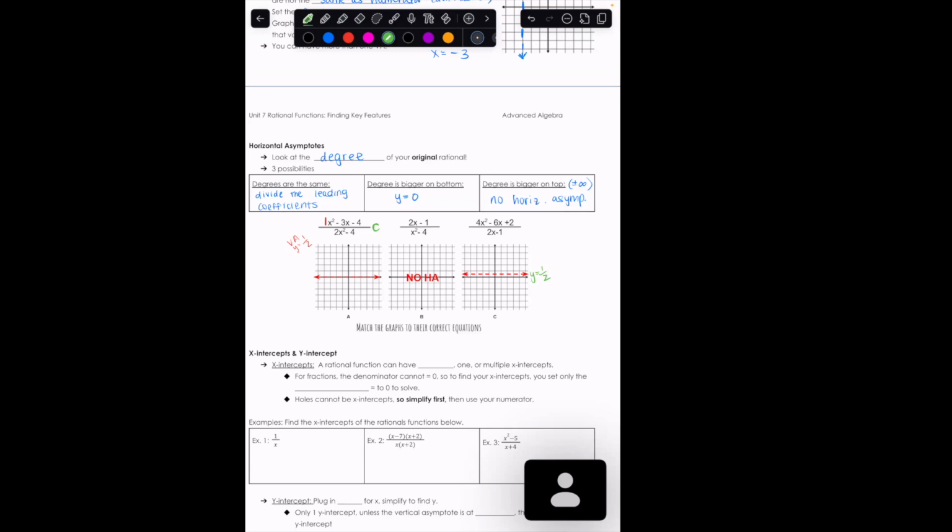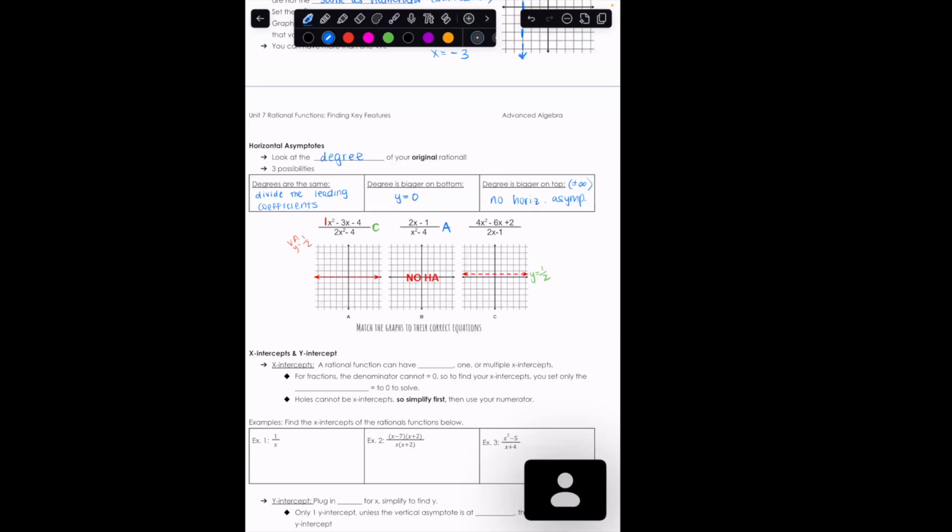All right. If I look at the second one, degree in the numerator is a 1. There's no exponent here, so that means it's a 1. Degree in the denominator is a 2. So this is bigger on the bottom. If it's bigger on the bottom, the asymptote is 0. So that is going to be A.